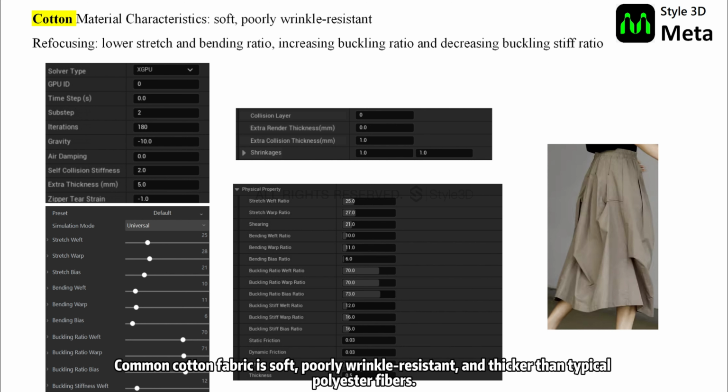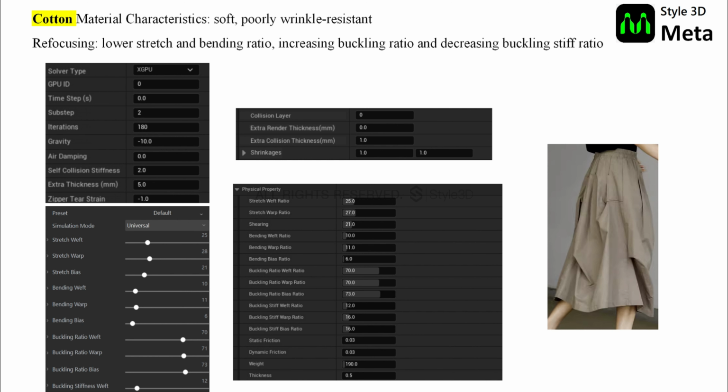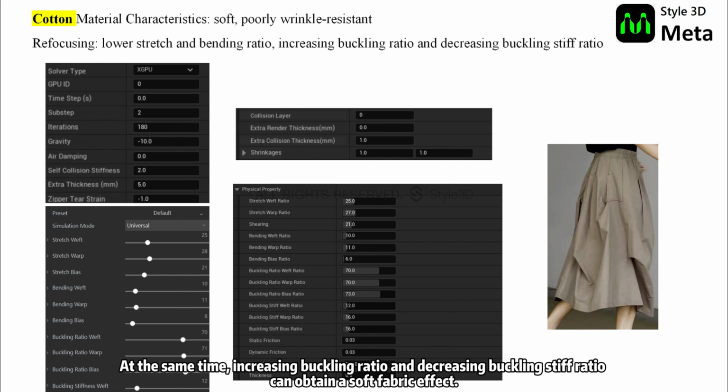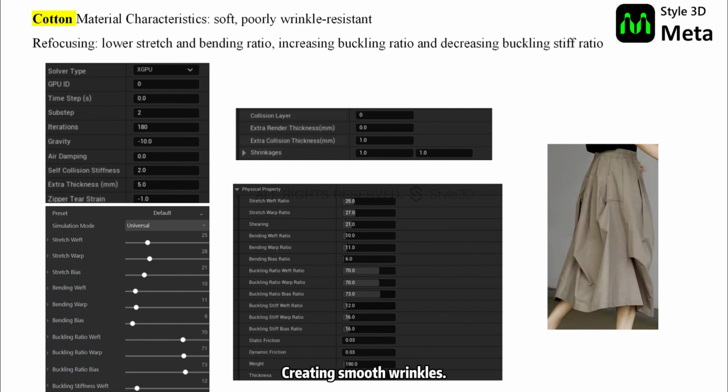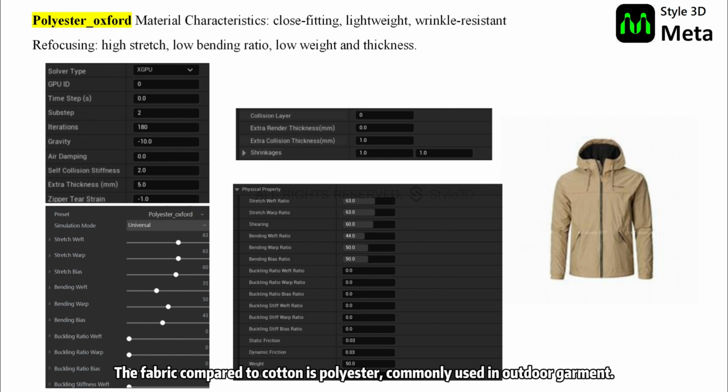Common cotton fabric is soft, poorly wrinkle-resistant, and thicker than typical polyester fibers. Therefore, its physical number should be lower in stretch and bending ratio. At the same time, increasing buckling ratio and decreasing buckling stiff ratio can obtain a soft fabric effect, creating smooth wrinkles.